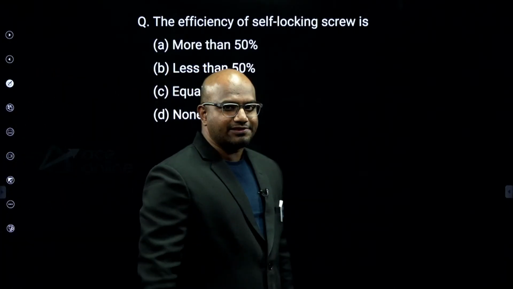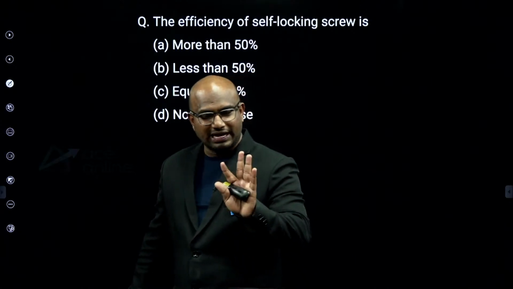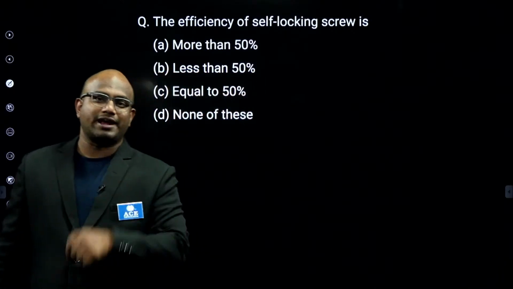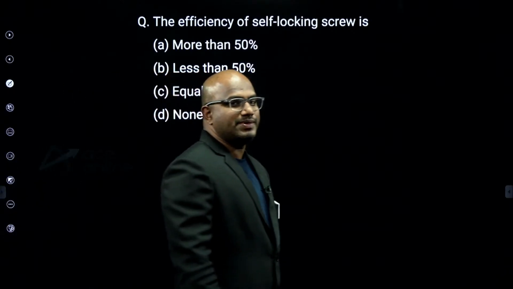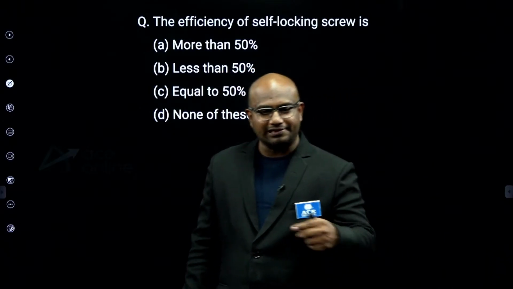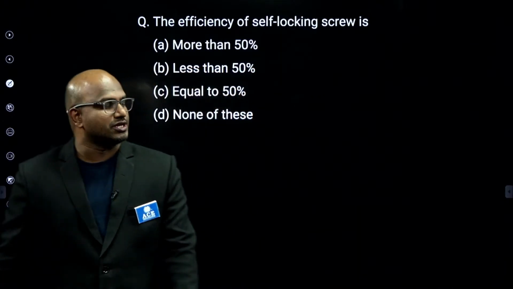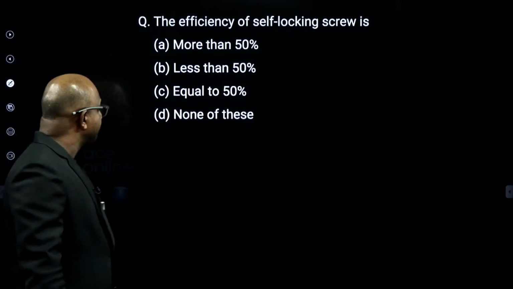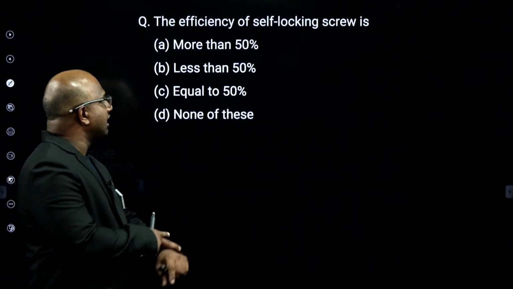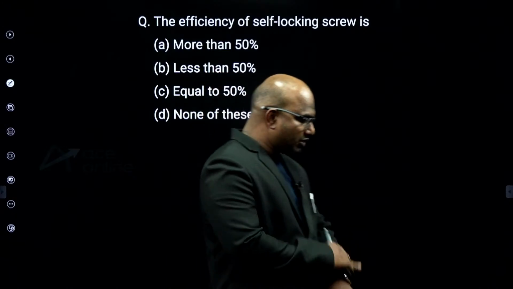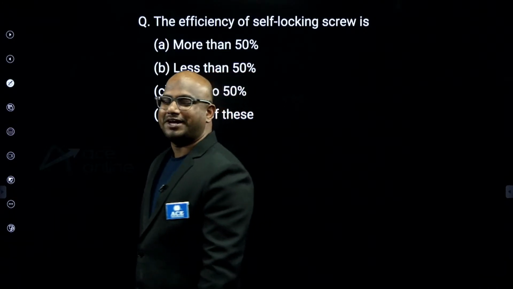By self-locking, guys, if the load is removed, it will remain at the same location. It won't go back to the original position. Reverse means exactly if the load is removed, guys, it will go back to the original position. Tell me, sir, what it should be? The efficiency of a self-locking screw is, think about it.